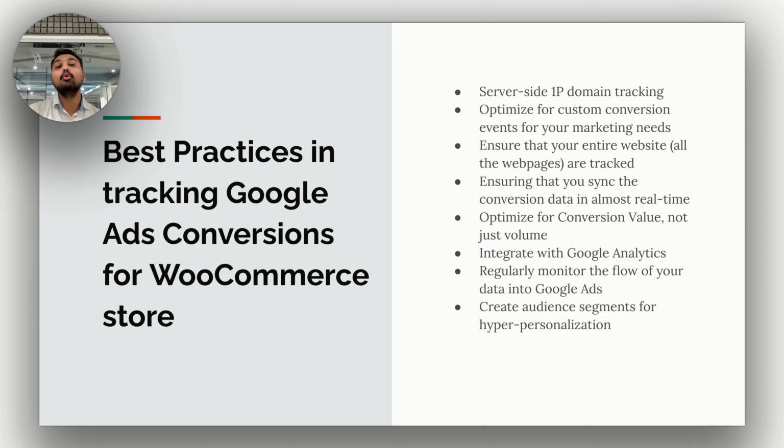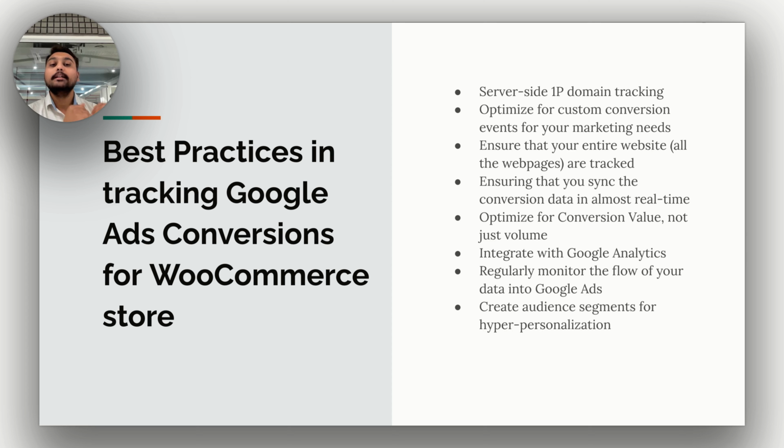For example, you want more high AOV purchases. You are spending on ads, so you obviously want more high value. What you can do is create synthetic events such as high AOV purchases alone, and you will have to optimize your ad campaign for these high AOV conversion events. So that is what I meant by optimize for custom conversion events for your marketing needs. This is one of the best practices you must follow. If you don't know how you can optimize your ad campaign for high AOV purchases or specific product purchases, get in touch with us. We'll help you out, or I'll leave you some resources on WooCommerce custom conversion tracking in the description below.